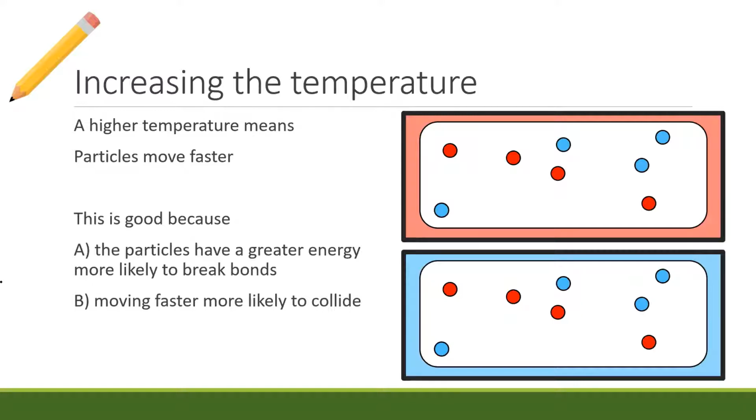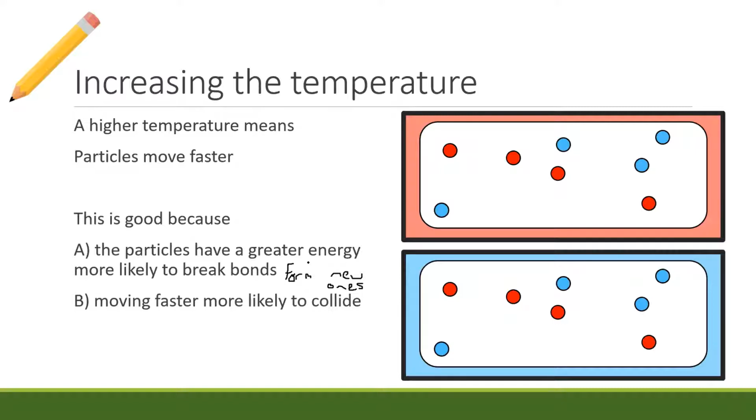Because you could have 2 things colliding and they don't form new bonds. So therefore you haven't got a new chemical, a new molecule. But if they're moving really quickly, then you've got a lot of energy, they're more likely to form new bonds. The second thing is, if they're moving quicker, they're more likely to collide.